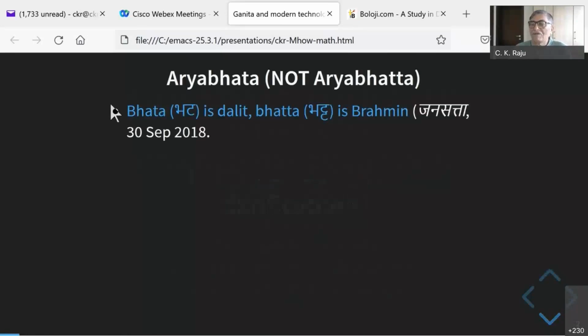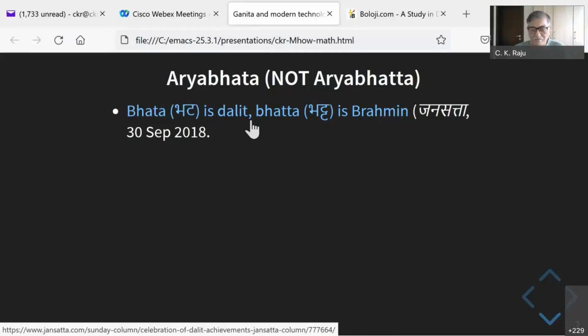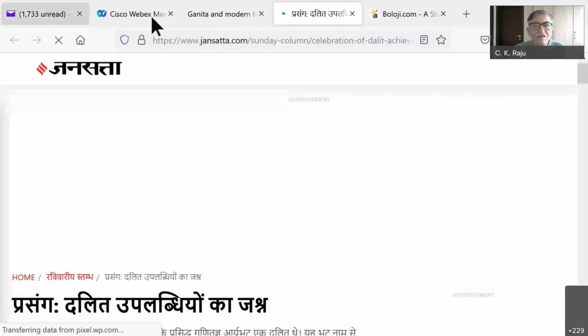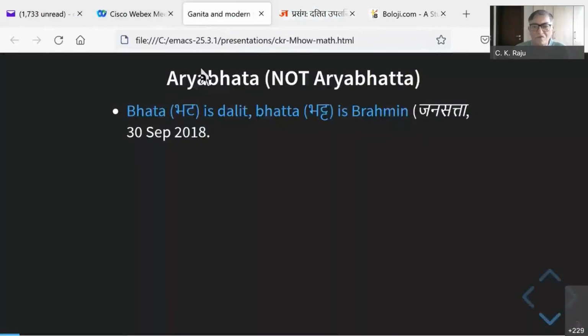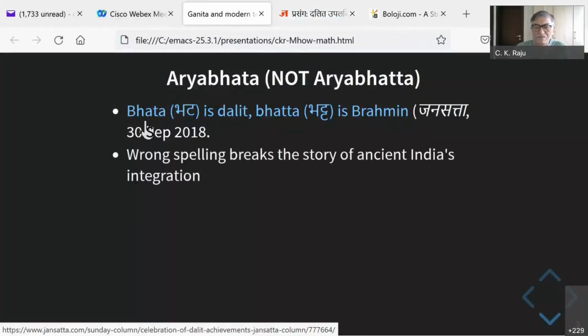And I want to start with some simple clarification. When we talk of Aryabhatta, it is not Aryabhatta. No, why not? Because Bhatta is something different. Bhatta is Brahmin and Bhatta is Dalit. I have an article on this in Jansatta. Maybe you can take a look at it. But I won't have time to go into all that. So let me just explain that.